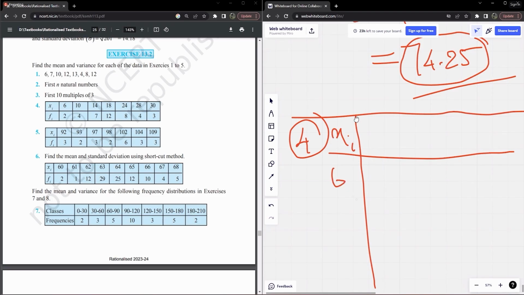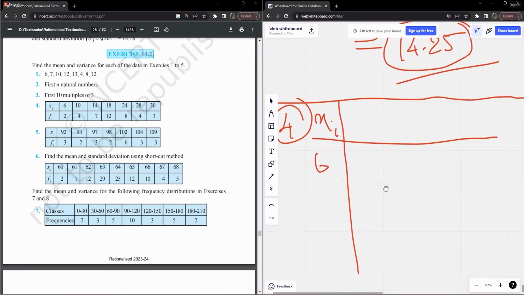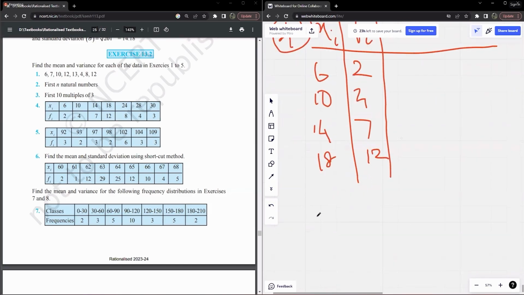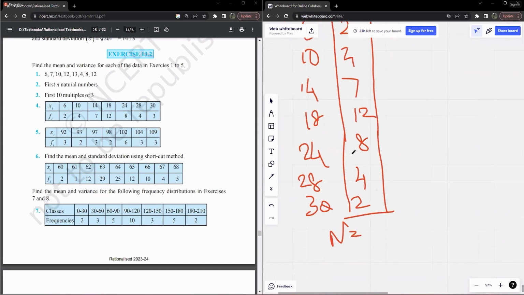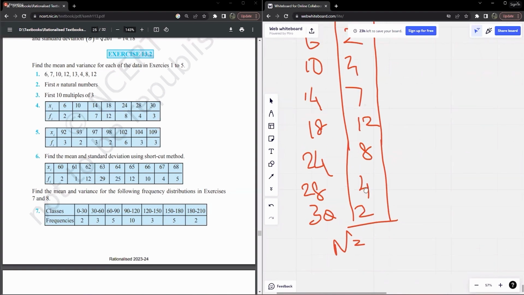Xi is a 6, fi is a 2, then for a 10 is a 4, for a 14 it's a 7, it's not 8. For 18 you have a 12. For 24 you have an 8. For a 28 you have a 4, and for a 30 you have a 2. N is equal to 2, 4, 6, 8, 14, 12, 26, 33. 33, 4 is 37, 2 is 39.